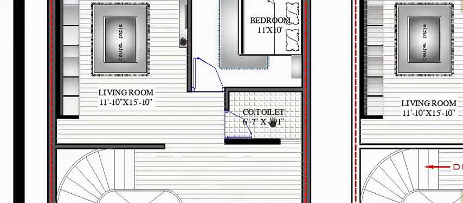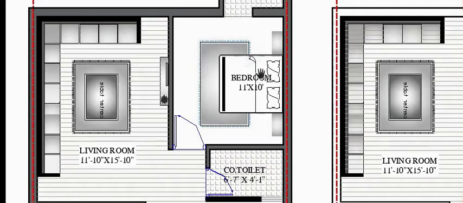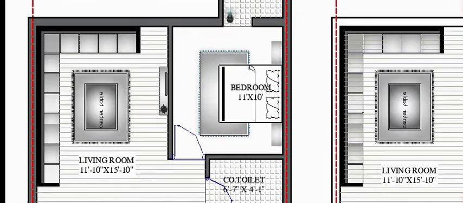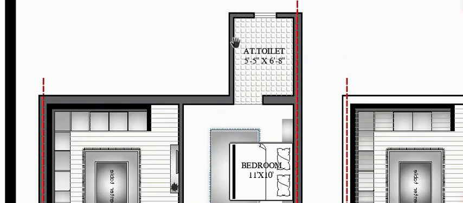Here is the common toilet, which is 6 feet 7 inch by 4 feet 1 inch. Here to here is 6 feet 7 inch, and here to here is 4 feet 1 inch. And this is the bedroom, which is 11 feet by 10. It means here to here is 11, and here to here is 10, with an attached toilet. See, here is a niche kind of space we create with the attached toilet. It might be helpful.